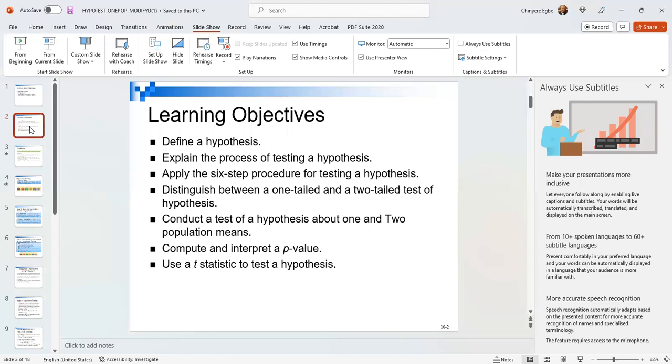Next week, we're going to conduct the test of hypothesis, but compare a one population hypothesis test and then a two population hypothesis test. I already explained to you what a two population hypothesis means, but we have not gone through one, to actually see how it works. And of course, we're going to interpret the p-value. And then finally, we will use a t-statistic to test a hypothesis.